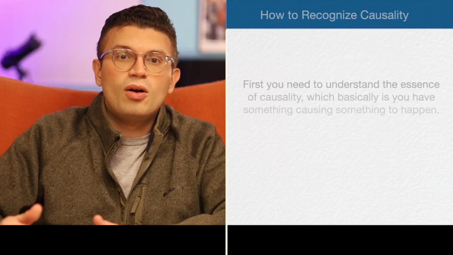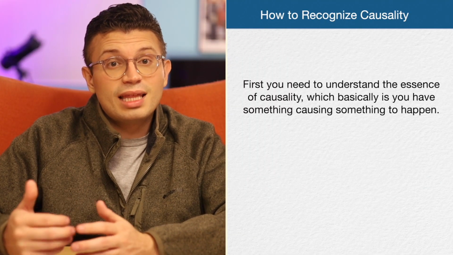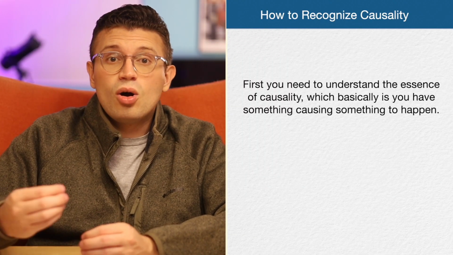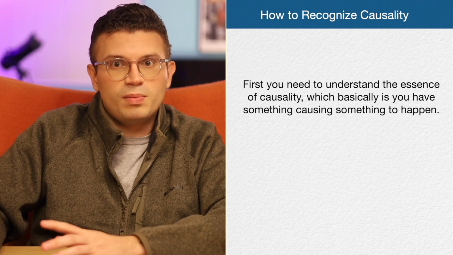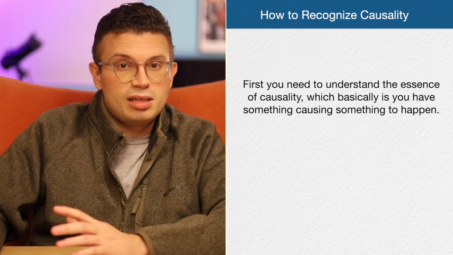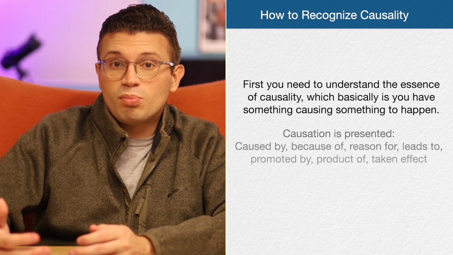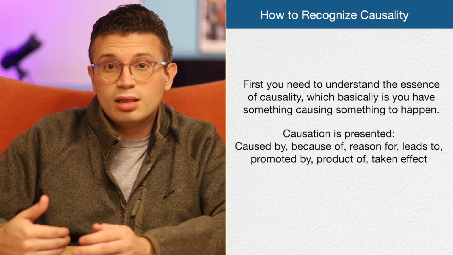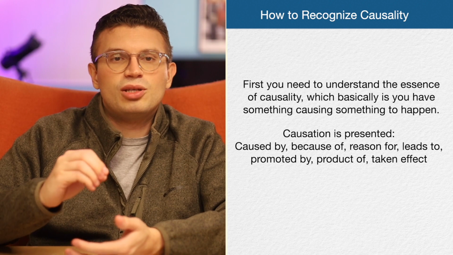Okay, so now we've seen an example of how causality functions. Let's learn how to recognize it when it does pop up on your test. First, you need to understand the essence of causality, which basically is you have something causing something to happen. Duh, right? That's pretty easy. We have a few words up here on the board that tell you when causation is presented. Screenshot these, memorize them, tattoo them into your brain.